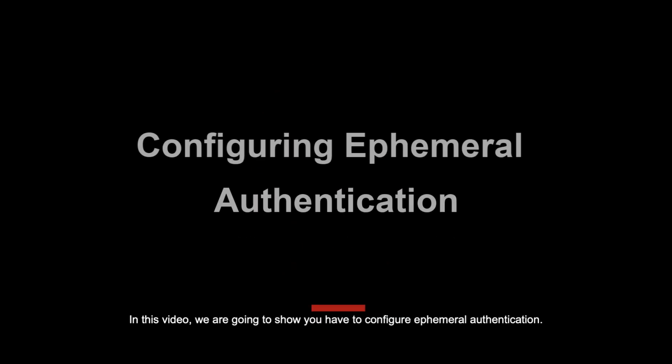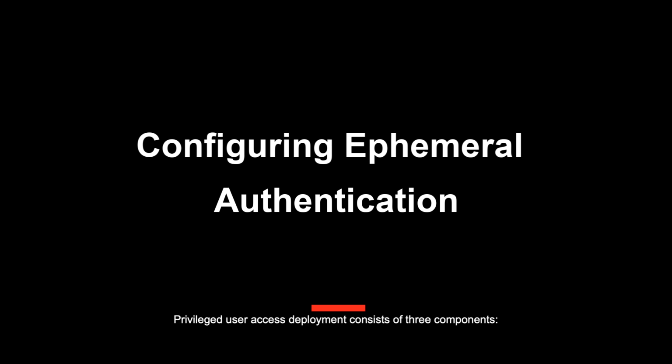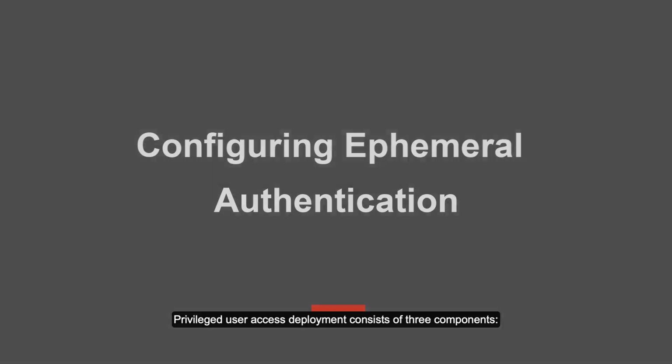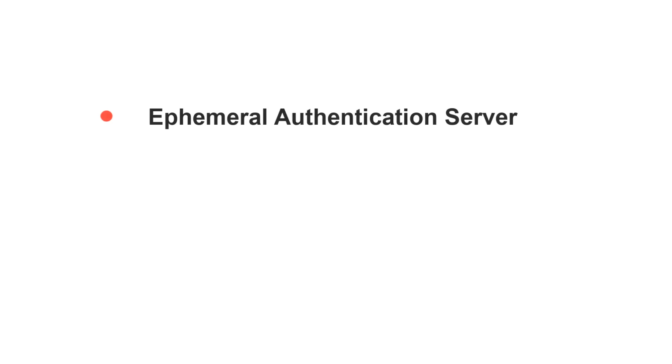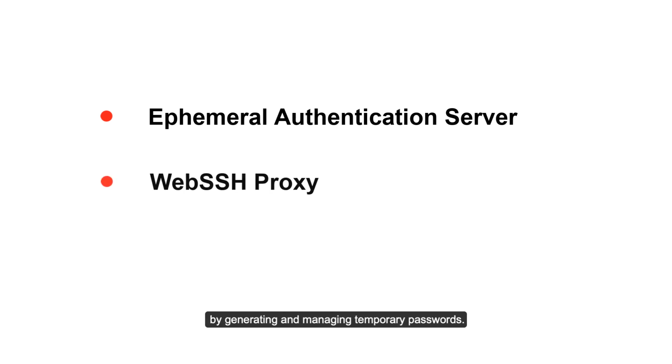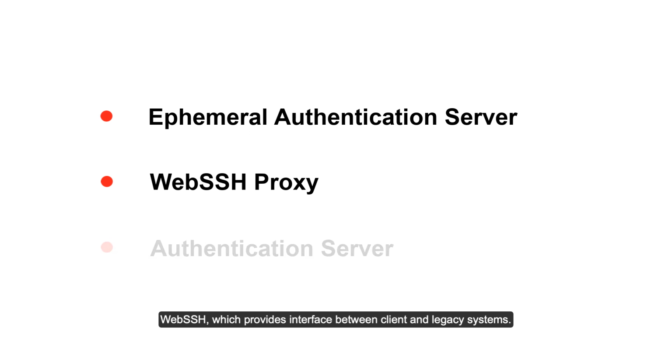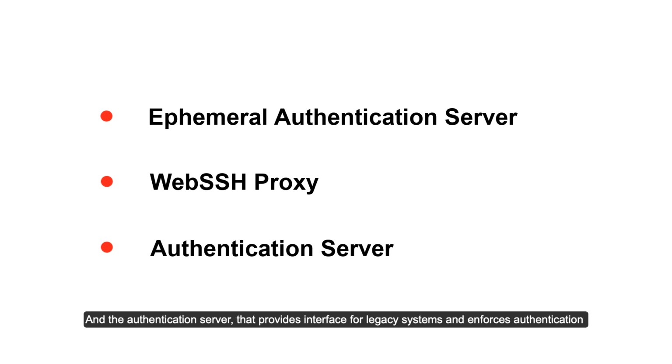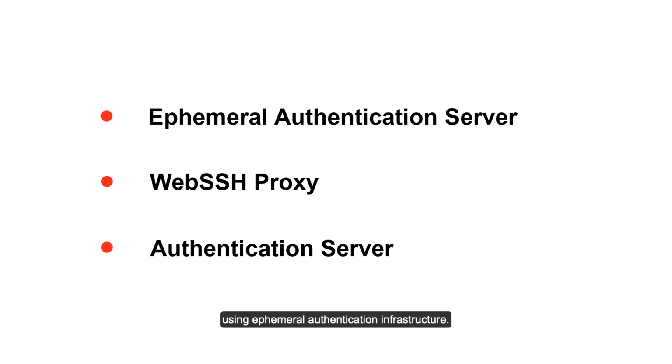In this video, we are going to show you how to configure ephemeral authentication. Privileged user access deployment consists of three components: ephemeral authentication server, where BIG-IP APM acts as the auth server for legacy systems by generating and managing temporary passwords; WebSSH, which provides interface between client and legacy systems; and the authentication server that provides interface for legacy systems and enforces authentication using ephemeral authentication infrastructure.